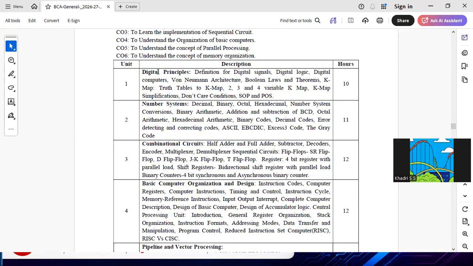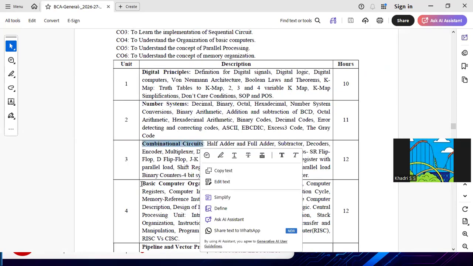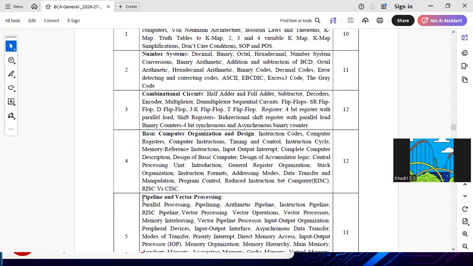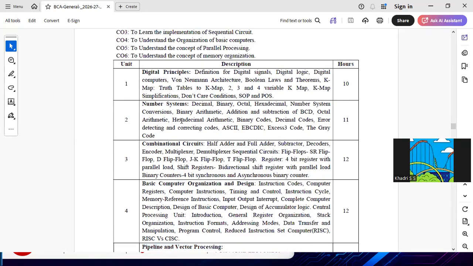The first unit is digital principles, then number systems, and the third is combinational circuits. In the fourth unit we need to learn computer organization and design, and finally we have pipeline and vector processing to study. I will discuss the entire syllabus in different lecture series.